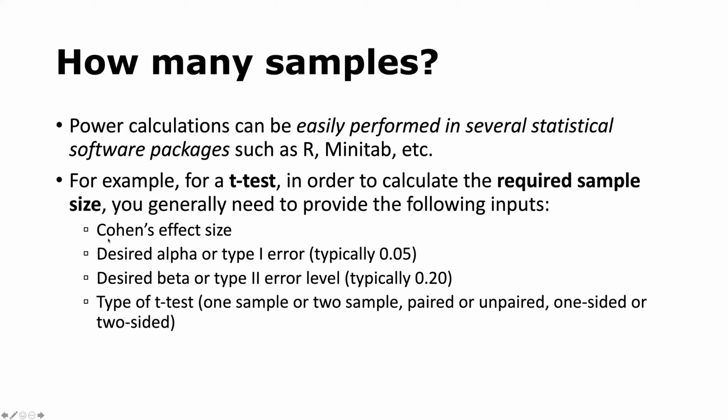We need to know what the Cohen's effect size is. So how big of a difference are we trying to detect? We need to know what the desired alpha error is, and that, like I said, typically is default at 0.05. We need to know what the desired beta or type 2 error level is, and that's typically assumed to be 0.20. We also need to know what type of statistical test. So is it a one sample test, a two sample test, paired, unpaired, one-sided or two-sided? This will all be concepts that are further clarified in your reading assignments.